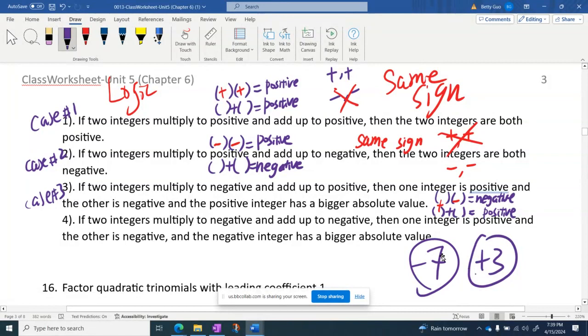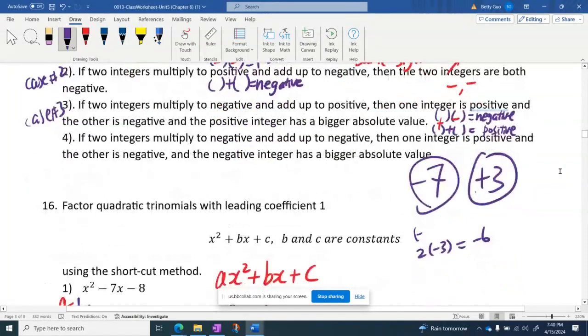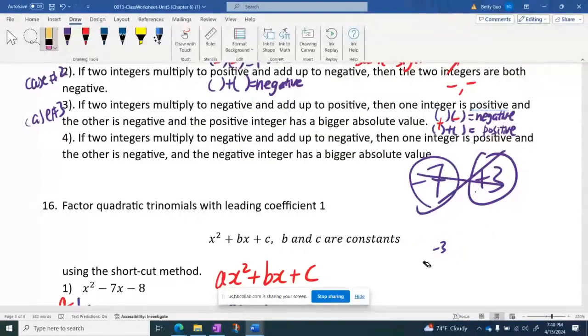But the negative number has a bigger absolute value, so if you add them up, you're going to have a negative number, right? It's like the two games. The first game you lost $7, the second game you win $3. But since the first game you lose more than the second game you earn, you end up with a negative. So it's not this case. It has to be the case in which the positive number has a bigger absolute value.